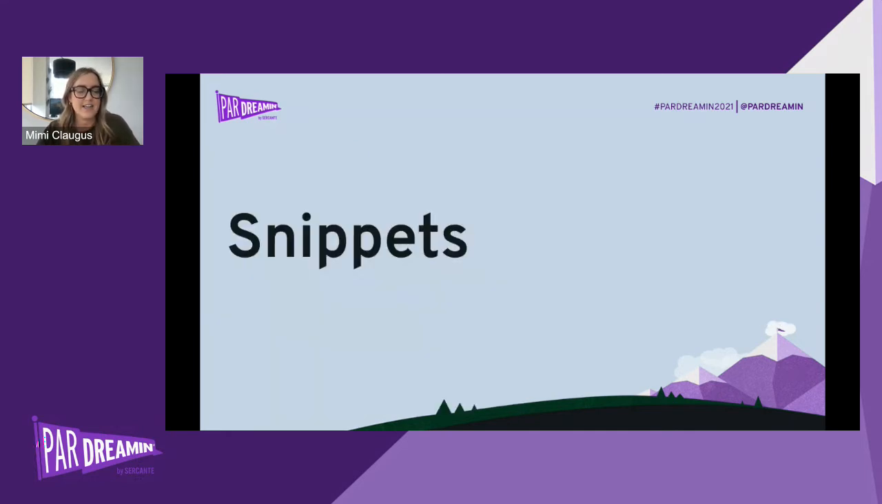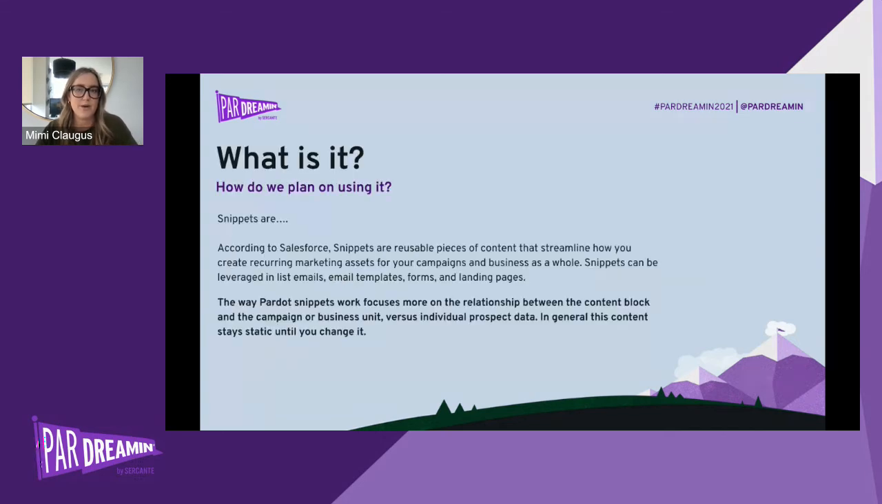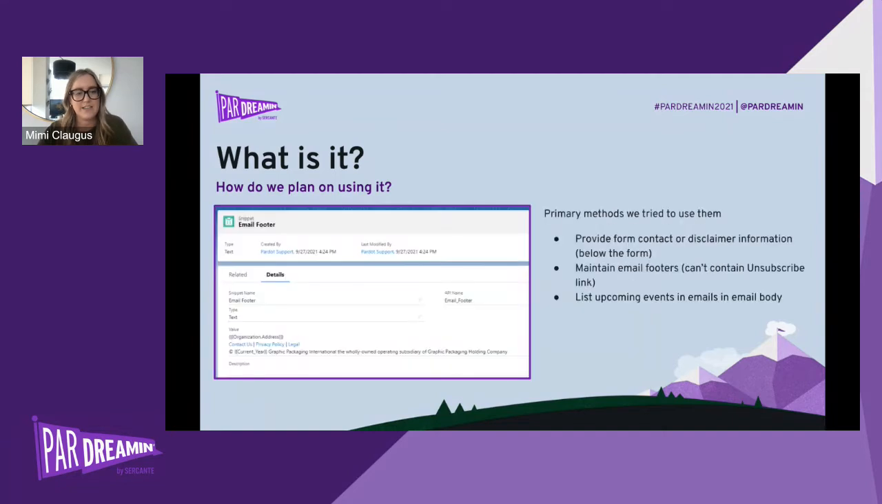Moving on to the next thing, it's all about snippets. And with snippets, think more about plain text. You're not working with images here. They're tiny pieces of content that you want to update and scale across emails or landing pages to customize maybe a footer, or talk about upcoming events. You can see some examples here. And this really pulls from, like I said, a campaign or business unit information. It's not quite as related to an individual's lead or contact record.